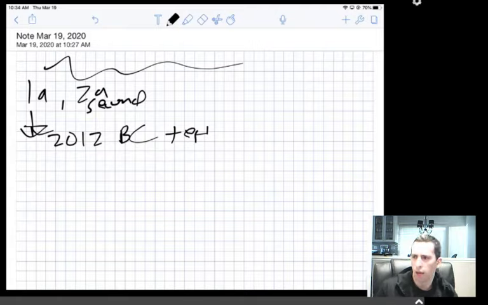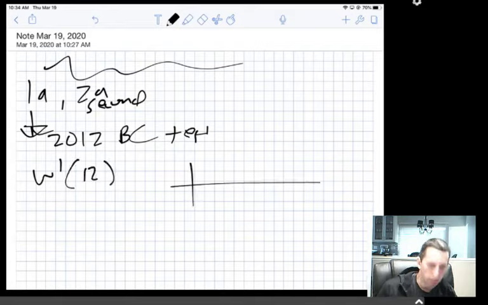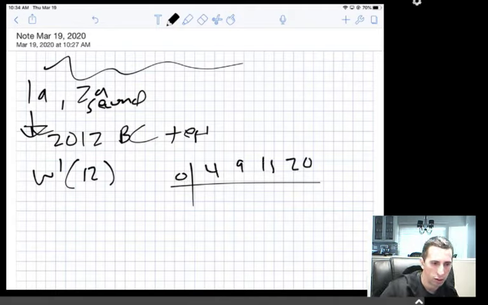So it asks you to estimate W prime of 12. Now they don't give you any information about 12 in the table, but the table goes 0, 4, 9, 15, 20.